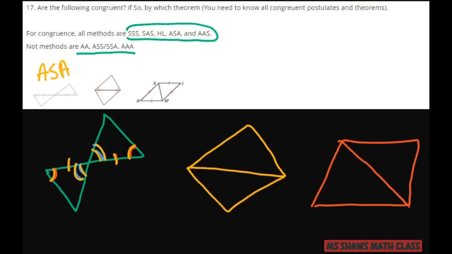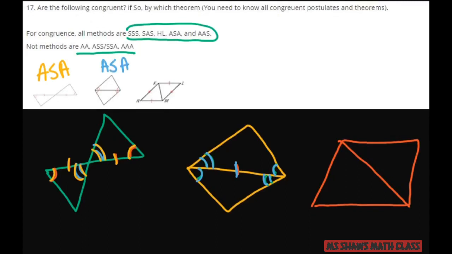Now for this one, we have these two sides, these two angles are congruent, and this angle is congruent. We also know from our reflexive property that this side is congruent. So again, what we have for this one is angle, side, angle. So this one's also angle, side, angle.